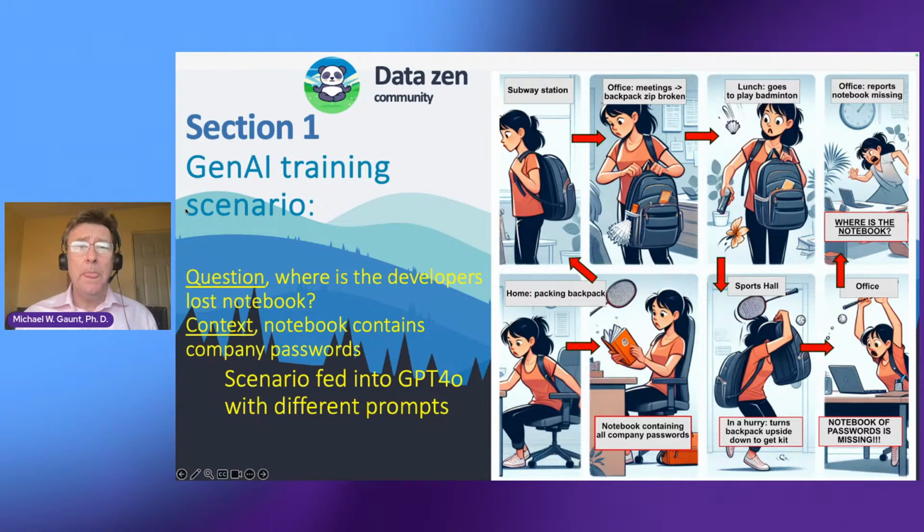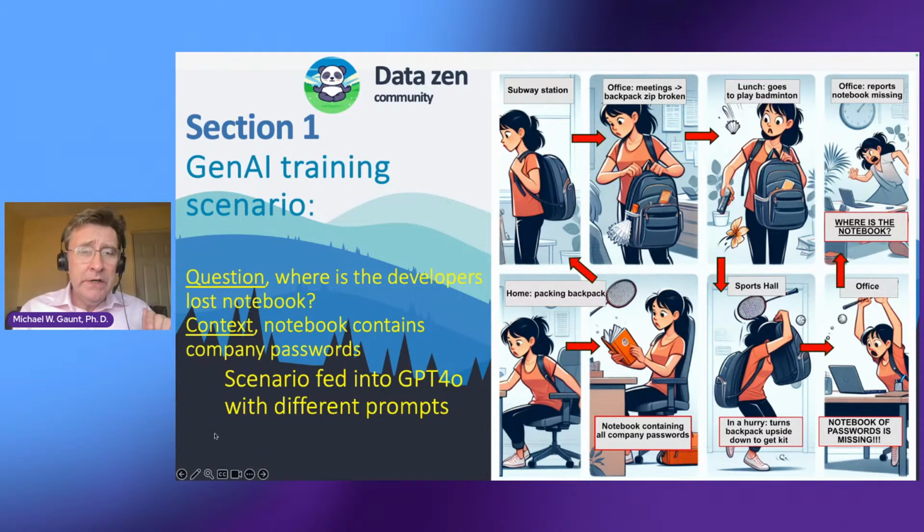So if we go to section 1, what we're going to do is go through a classic Gen AI training scenario. So this will be to teach individuals, clients, how to use Gen AI. But in this particular example for this talk, which has not been used for clients, we've added a twist. And that twist is basically a trick question. So we have a scenario, and we want the Gen AI to solve that scenario. In this case, we're using GPT-4 Omni. The same would be true of just about any of the major LLMs.